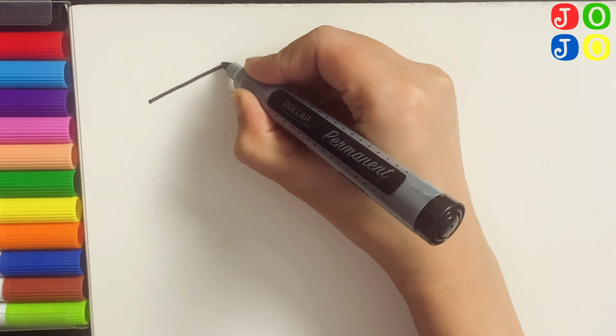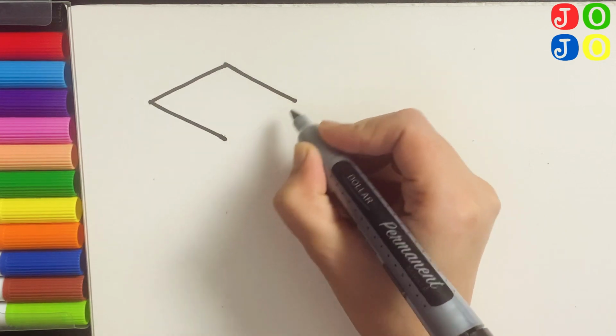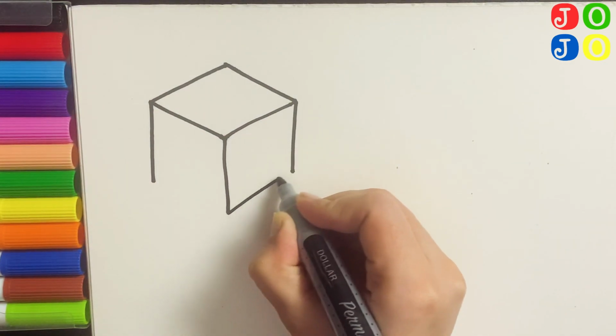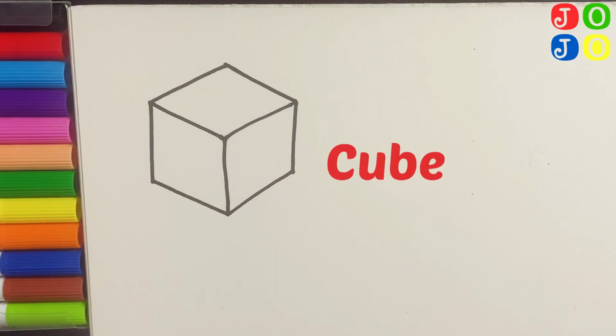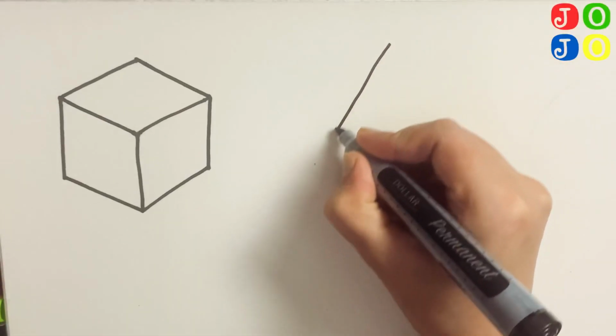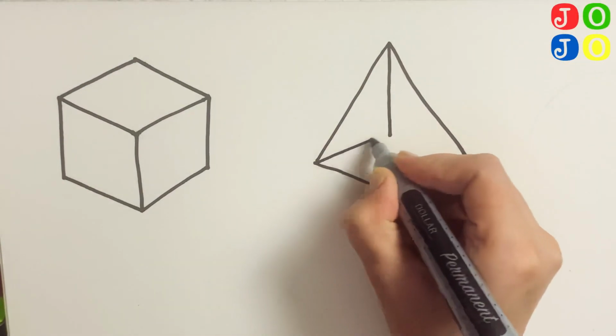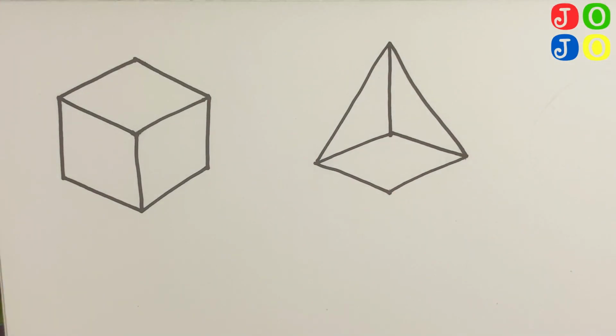Hello kids! Today we are going to make some 3D shapes and you have to tell me which 3D shape it is. It's a cube. Let's make another 3D shape. It looks like a triangle, but it is called a pyramid.